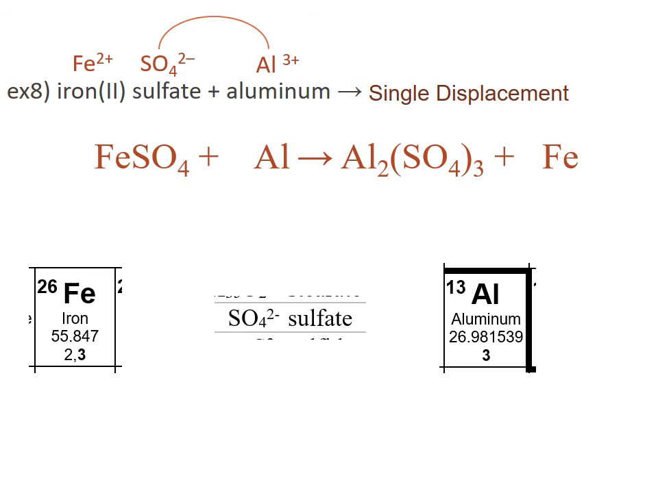So let's balance out this equation. I've got 2 aluminums on the right-hand side, so I will need 2 aluminums on the left-hand side. I've got 3 sulfates on the product side. I will need 3 sulfates on the reactant side. And when I place that 3 there, that gives me 3 irons on the reactant side. I will need then 3 irons on the product side. Our equation is now balanced, and we are good to move on.